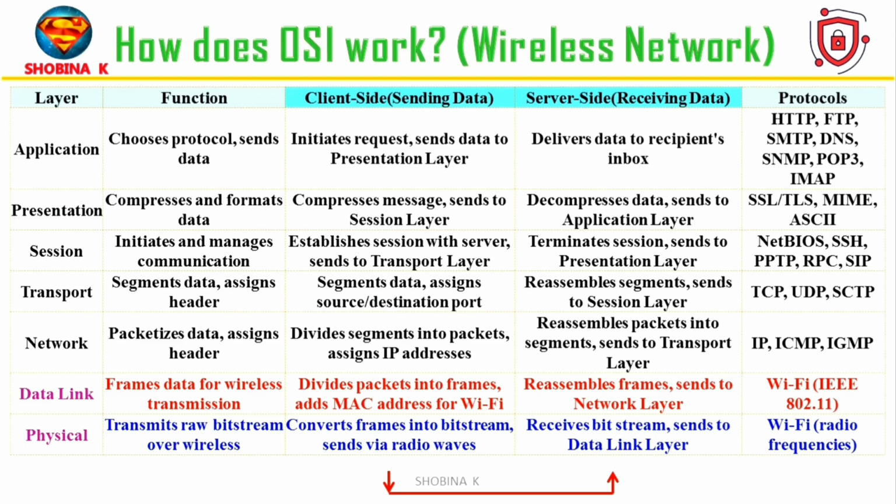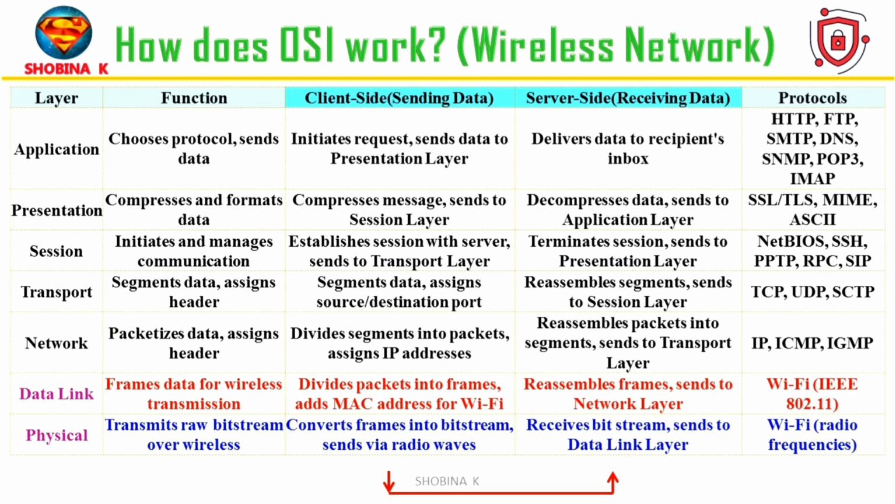In wireless network at data link layer, the IEEE 802.11 protocol is used instead of Ethernet. This protocol handles communication over wireless LAN and assigns MAC addresses for wireless devices. In physical layer, instead of using physical cables like Ethernet, the physical layer transmits data as radio waves. Therefore, in wireless transmission, devices communicate with each other without being physically connected.